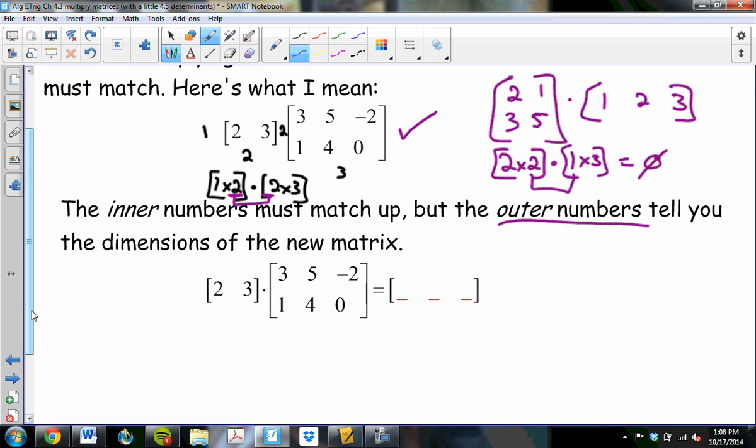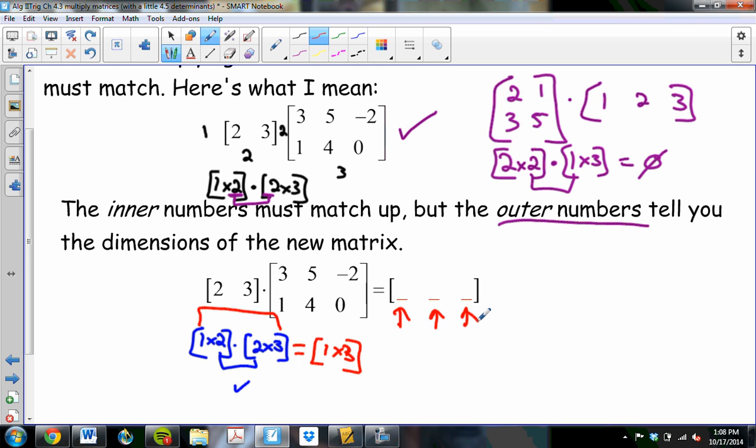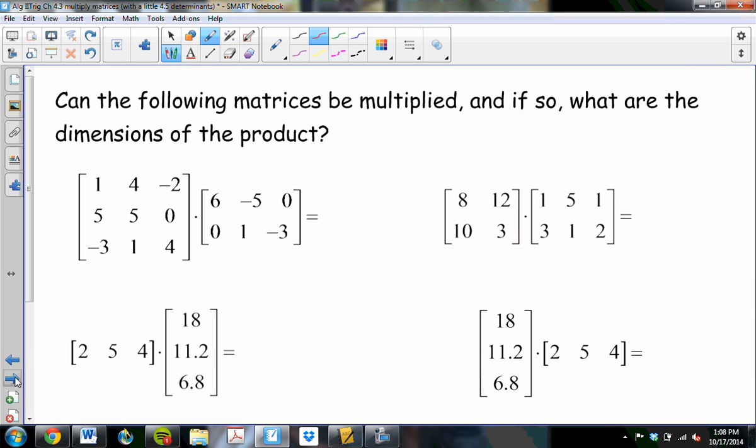So here I've got the same matrix from before. I'm doing a 1 by 2 multiplied with a 2 by 3. Since the middle numbers match up, that means I'm good to go. But the outer numbers, 1 by 3, tell me that my new matrix will be a 1 by 3 matrix. I'll cover these 3 cells. The inner numbers tell you can multiply. The outer numbers tell you what the new matrix will be when you multiply. So again, before we actually do any multiplication, let's just figure out when we can and can't multiply.